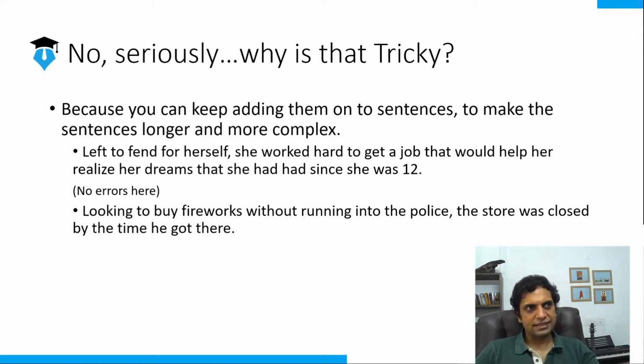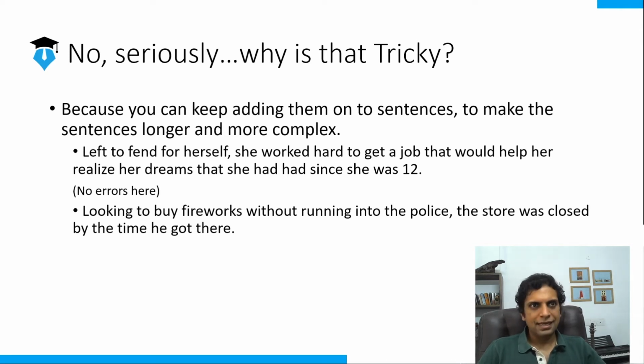So if you look at the sentence, looking to buy fireworks without running into the police, what is the focus of this modifier? What is this modifier actually talking about? What is it referring to? Who or what was looking to buy fireworks without running into the police? It's a person, right? Is there any person mentioned in the sentence? You have a hint. There's a he. So there is a pronoun.